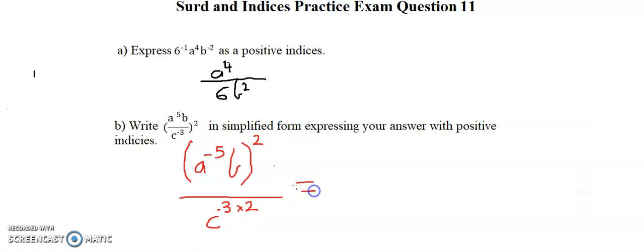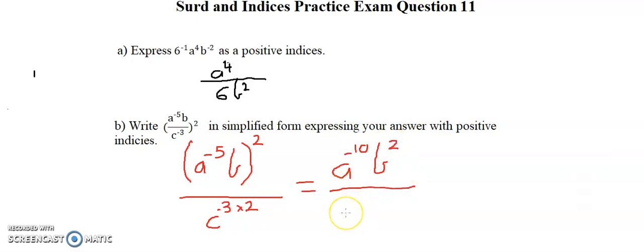So we can simplify this. Same at the top, it's saying 2 groups of it. So that power applies to the a and applies to the b. So that means I've got one group of power of negative 5 and another group, which gives me 2 times negative 5 equals negative 10. And b to the power of 2.